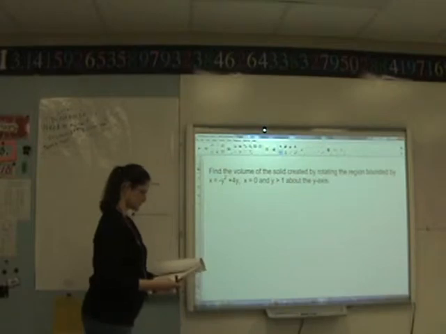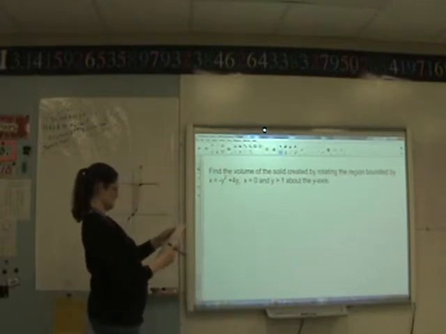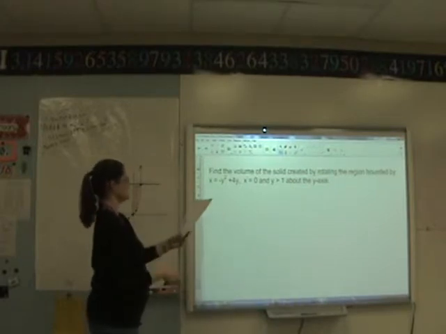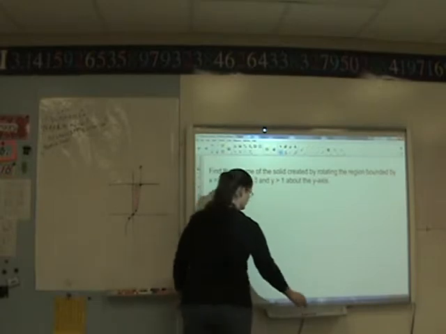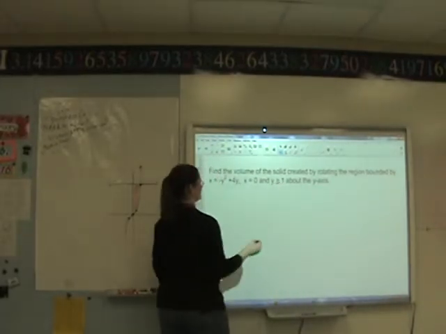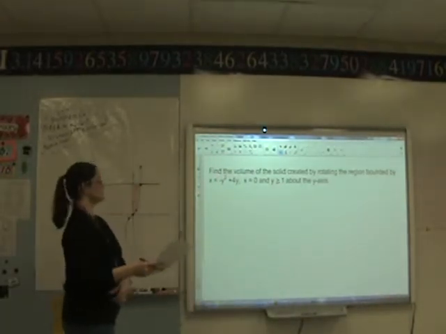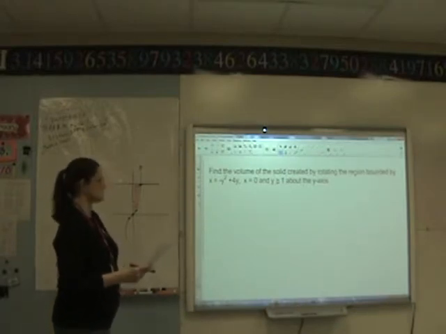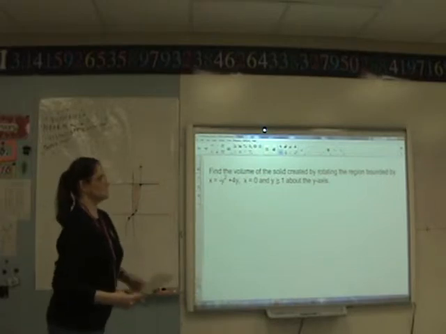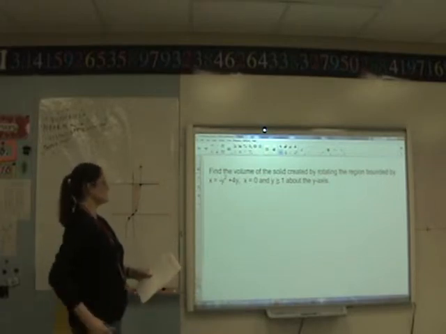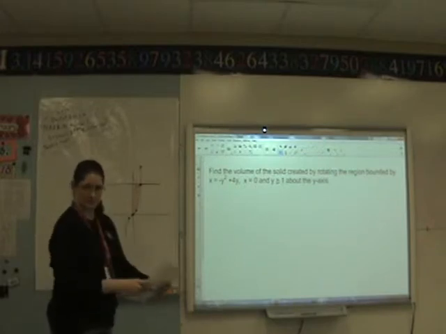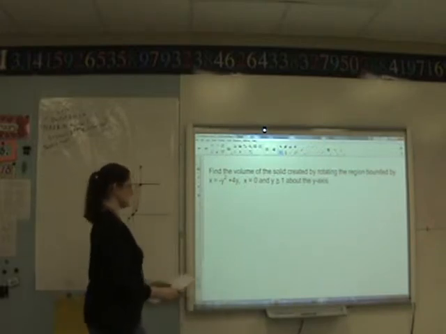All right. Find the volume of the solid. Region bounded by this, x greater than or equal to -1, about the y-axis. So if I want to find this volume, I'm using the calculator, because I don't think I showed you how to graph this stuff in the calculator last time.